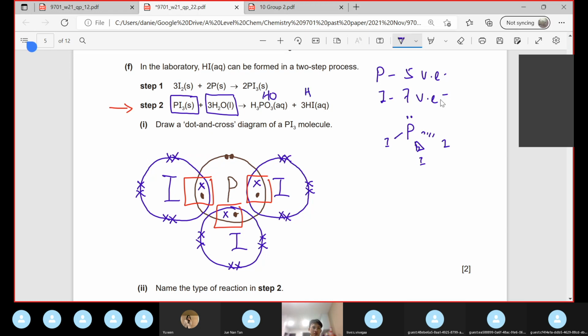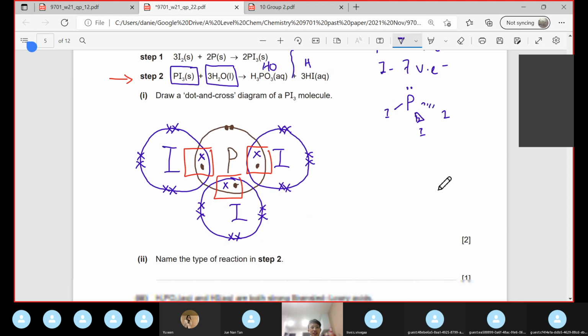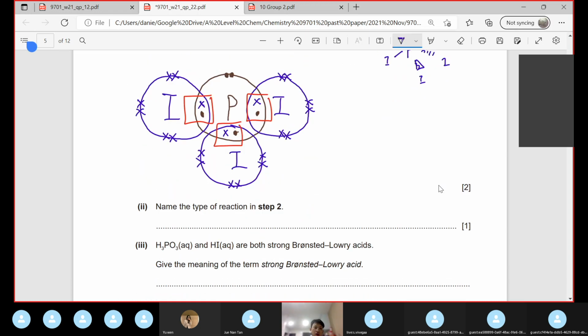Okay, so 3 mole of the H2O, 3 O goes to the H3PO3, 3 O and 3 H goes to the H3PO3. Then another 3 goes to the HI. So basically what happened here is the water is breaking down. Okay, the water molecule is breaking down. So this type of reaction, we always call it hydrolysis.